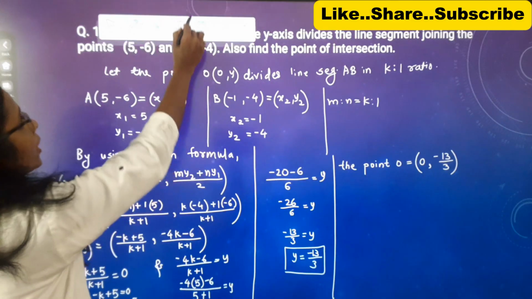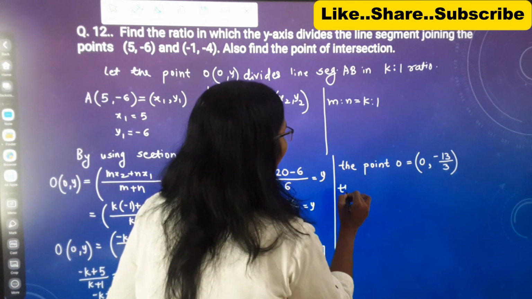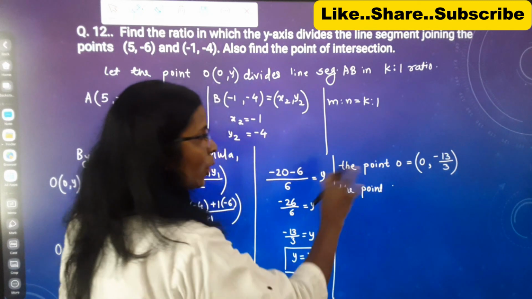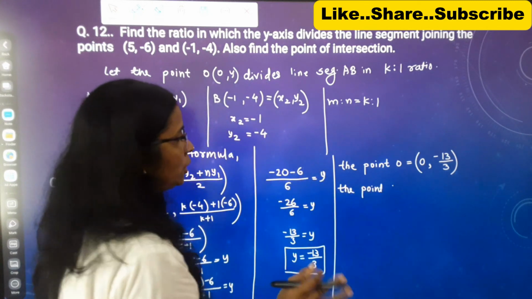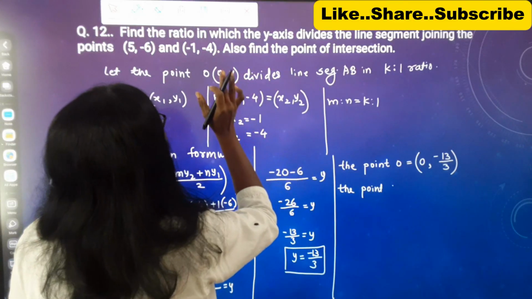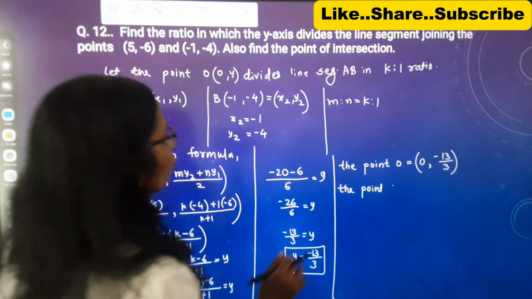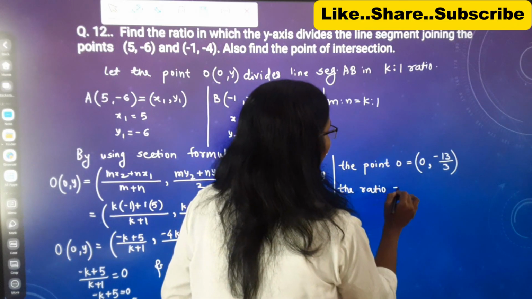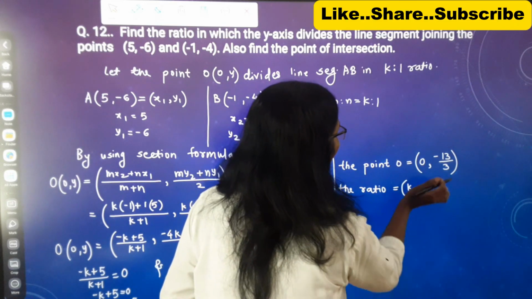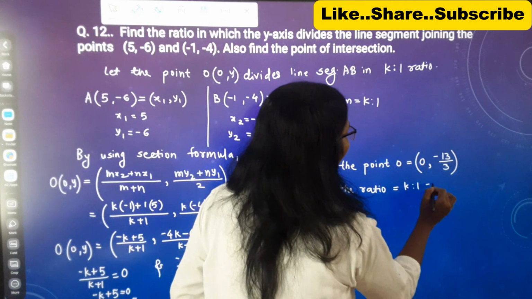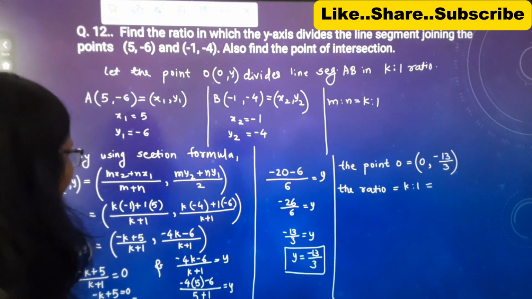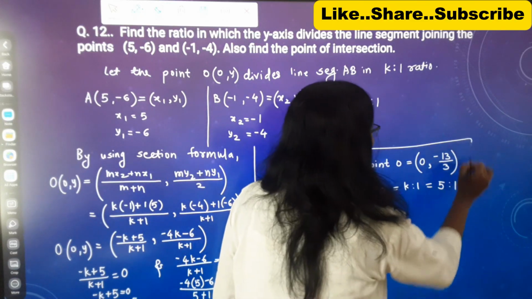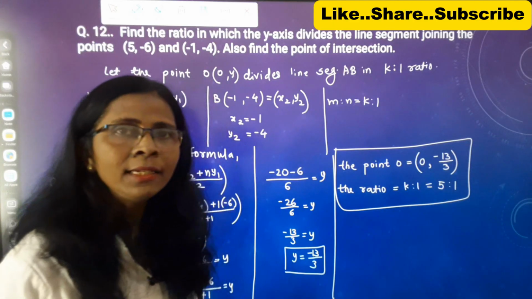And here the point of intersection is (0, -13/3), and the ratio, that is k is to 1, where k means 5, so 5 is to 1. The ratio is 5 is to 1. So this is our final answer.